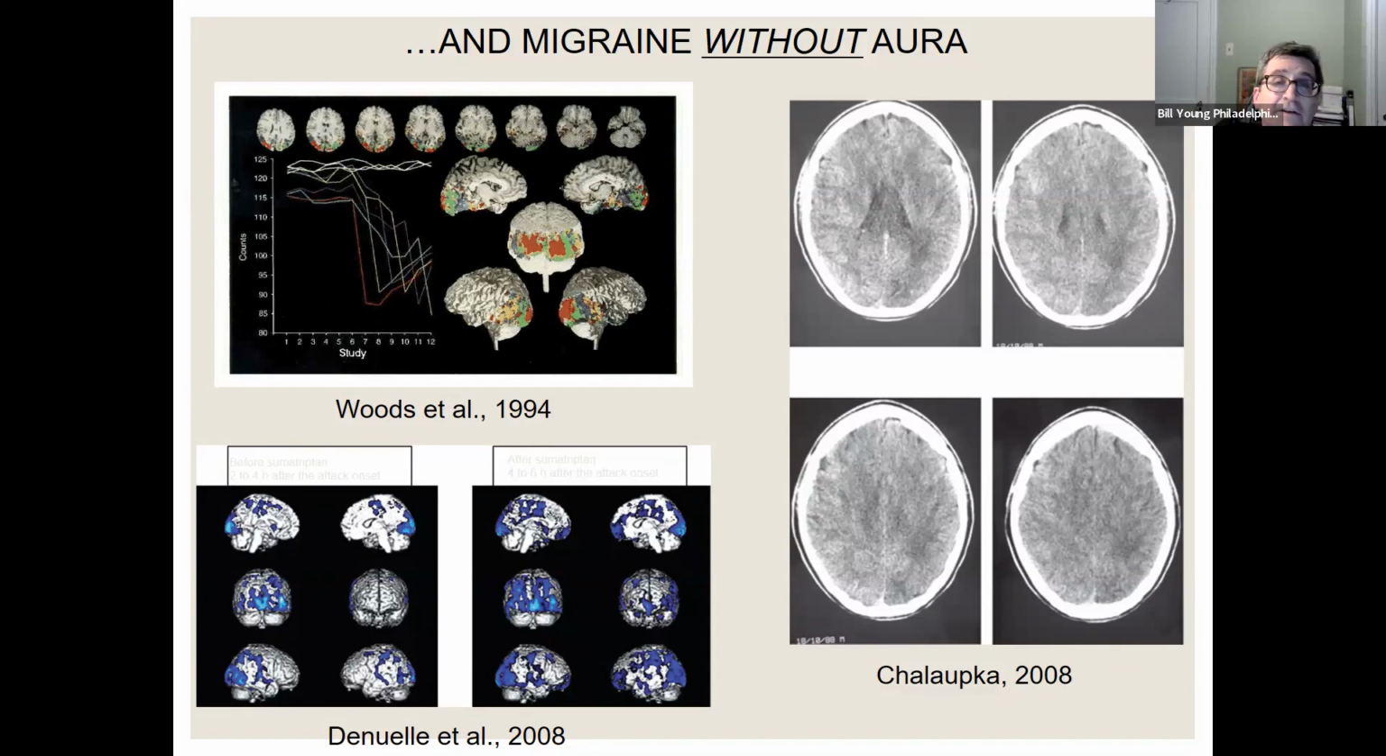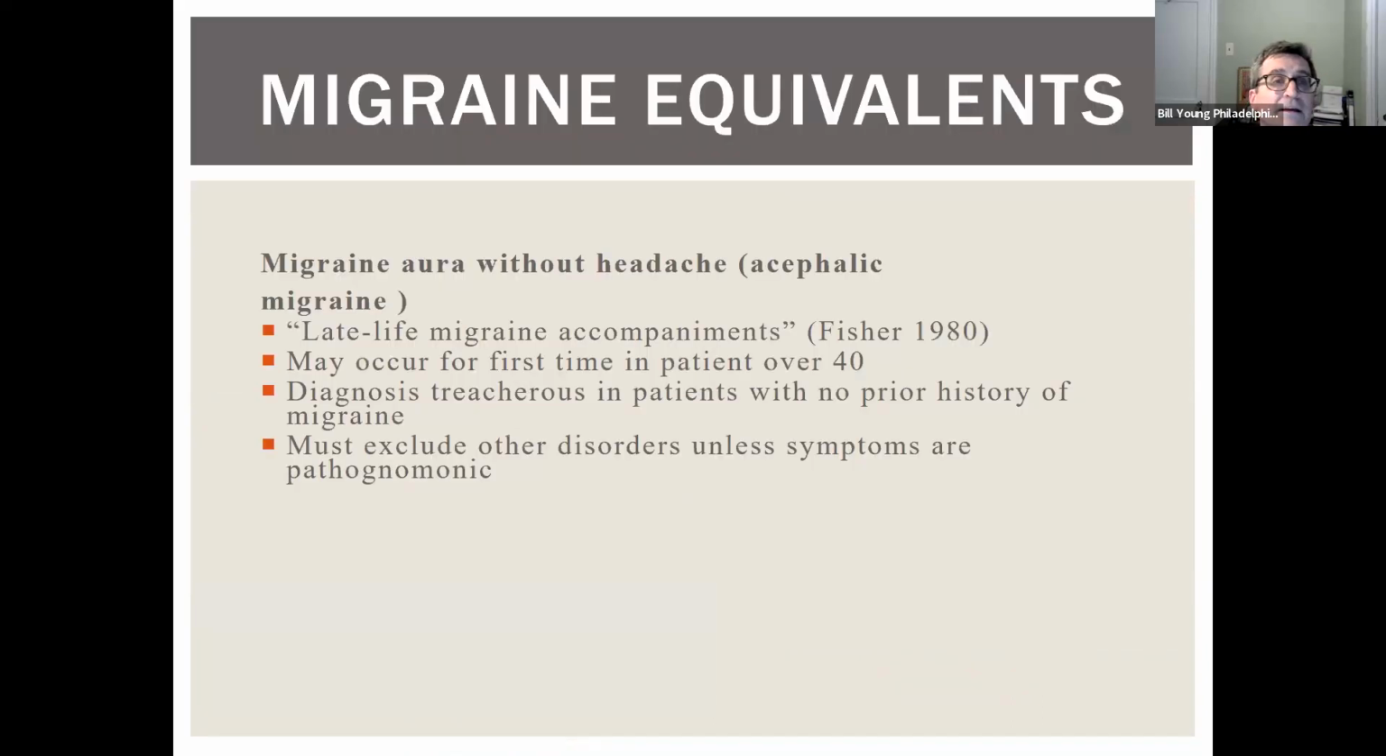Other ones, changes on the CAT scan, which is what you see on the right, are very rare, even though thousands of people have been imaged during their auras. You only very rarely can see any changes on the CAT scan during the time of the aura. And of course, everything in an aura goes away once the brain gets back to normal.